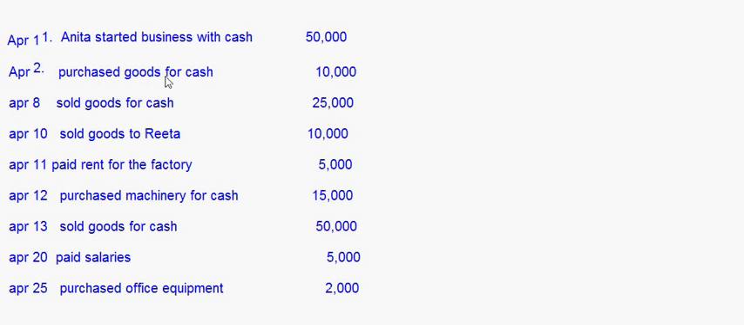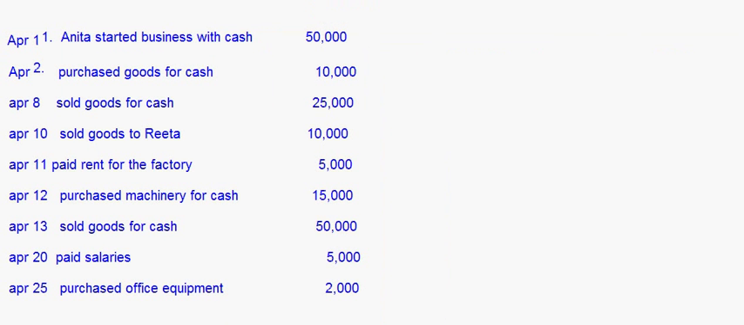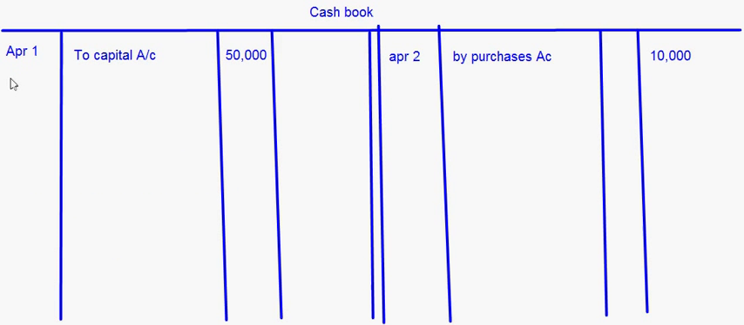Now next one, purchase goods for cash. When we purchase goods for cash, it is a payment, right. So here I write on the payment side, April 2nd, you'll write by purchases account. Whatever is the amount there, 10,000 rupees. So that will come here. Purchases will always come on the credit side as it is a payment, and sales will come on the debit side. Sold goods for cash 25,000, that is April 8th.